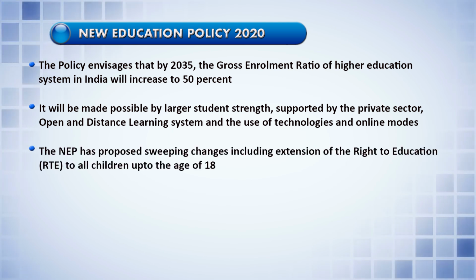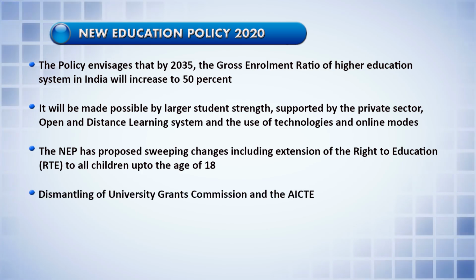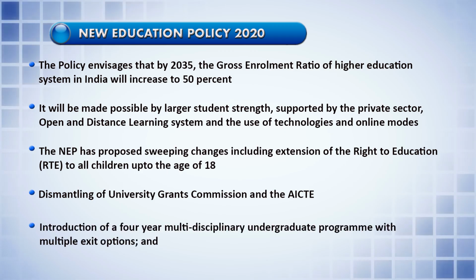The NEP has proposed sweeping changes, including extension of the right to education, RTE, to children up to the age of 18. As of now, it is only up to the age of 14. Dismantling of the University Grants Commission and the AICTE. Introduction of 4-year multidisciplinary undergraduate programs with multiple exit options and opening of Indian higher education to foreign universities. These are some of the major reforms that the NEP has proposed.